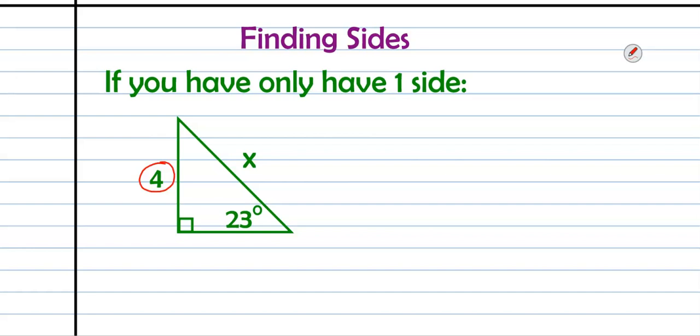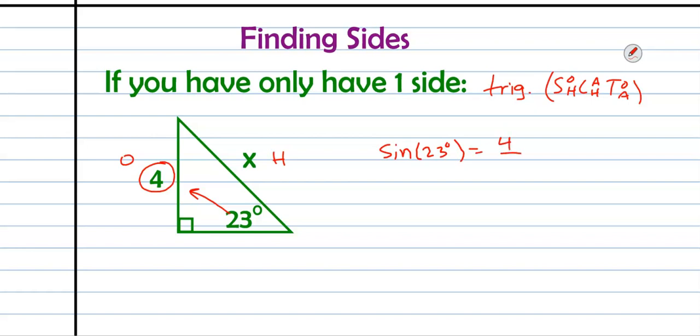And we do have an angle, so we are able to label as opposite and hypotenuse and go from there. So if you only have one side, that's where trigonometry, trig for short, SOHCAHTOA, is going to be the most useful thing. Again, I'm not gonna do this whole one. I'll just set it up. So sine of 23 is equal to our opposite side 4 over our hypotenuse x, and we'd solve from there.